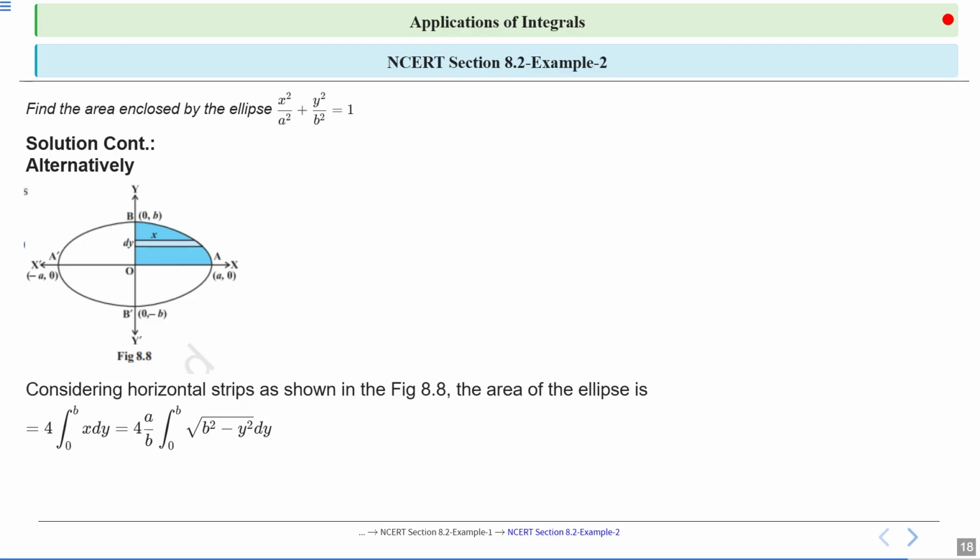Now we have to write x in the form of y. By using the equation of the ellipse, x square by a square plus y square by b square equal to 1, we can get the value of x. So x is equal to plus or minus a by b root under b square minus y square. As we calculate the area in the first quadrant, we take the positive value, and we get 4a by b times the definite integral from 0 to b of root under b square minus y square dy.